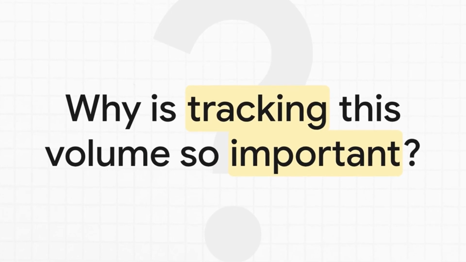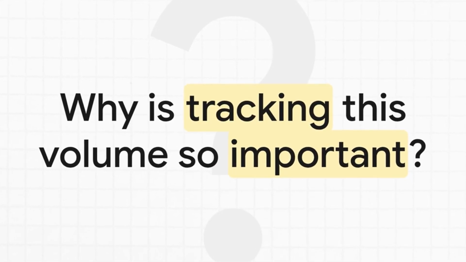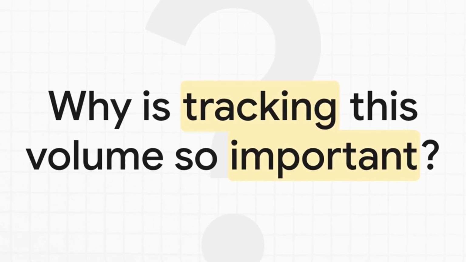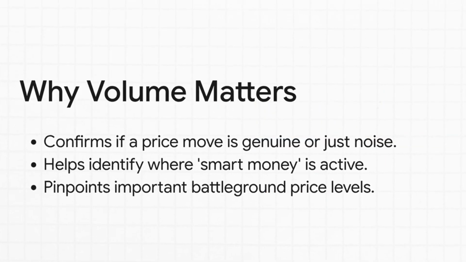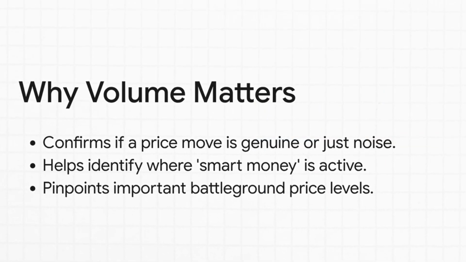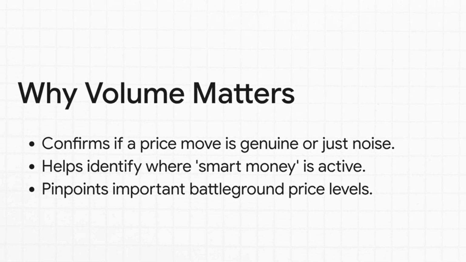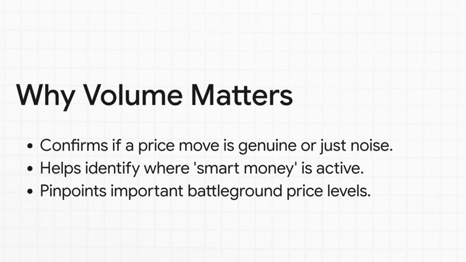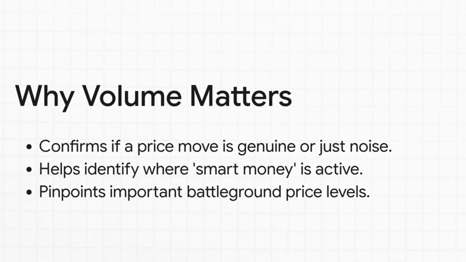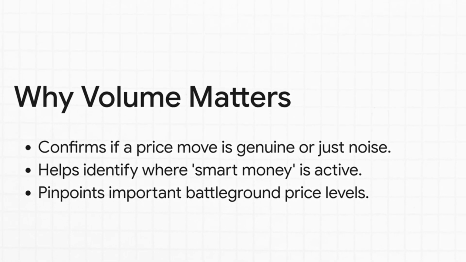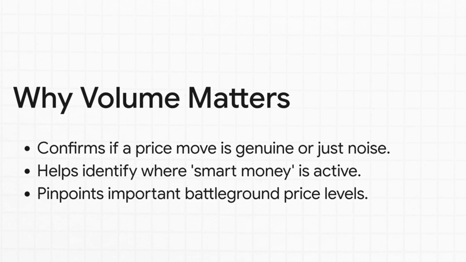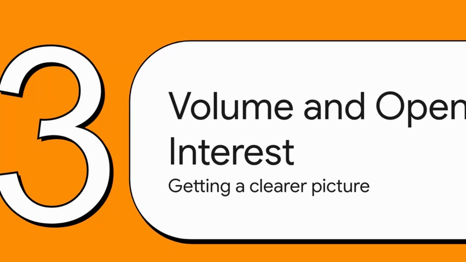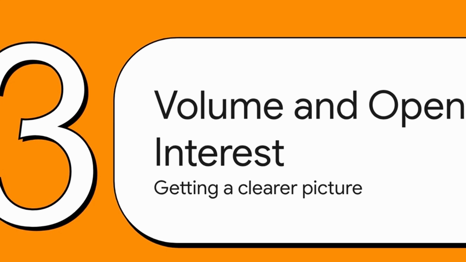So you might be thinking, okay, if volume doesn't tell me if the price is going up or down, then why do the pros love it so much? What's the point of watching it so closely? Well, because volume is our reality check. A price move that happens on high volume has real conviction behind it. It's genuine. A move on low volume could just be noise. More importantly, it shows us exactly where that institutional smart money is placing its bets. And when you know where they're active, you can identify the price levels that really matter, those key support and resistance zones.